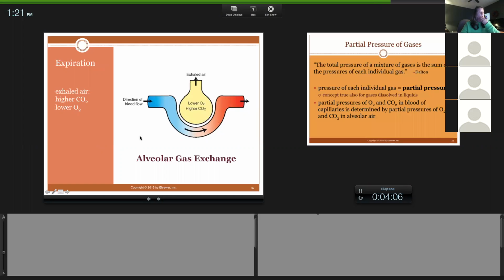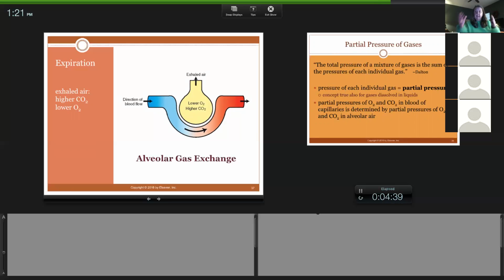And when you go now during exhalation, wait, let me get my chat up here just in case. Okay. So now what's happened during exhalation, or expiration, I like to call it exhalation, is that the alveolus is high in CO2, and that CO2 is going to get exhaled. And now the capillary is high in oxygen and low in CO2.